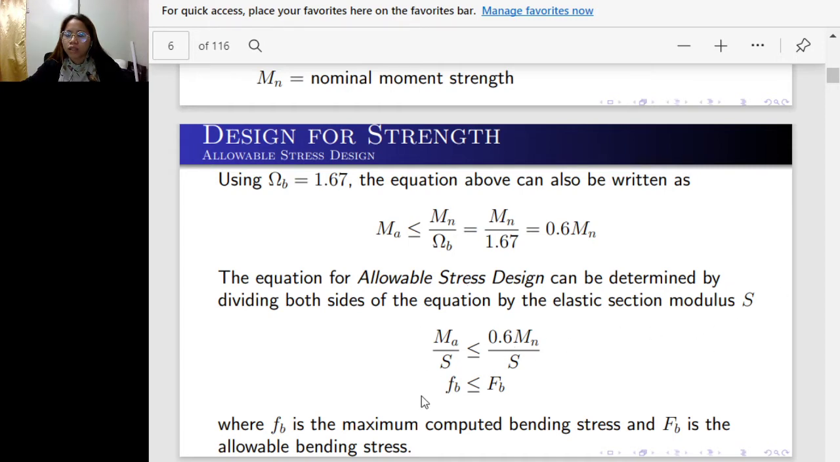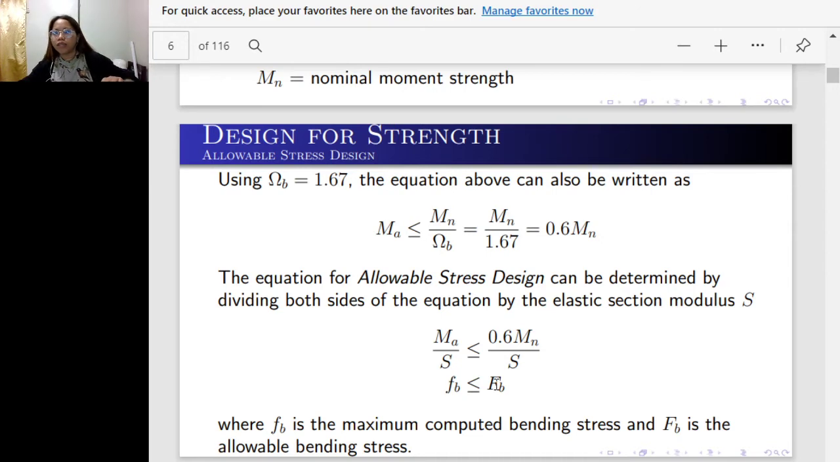So dividing both sides by S, the elastic section modulus, this equation M sub a divided by S is less than or equal to 0.6 times the nominal moment over S, which can also be written as the stress. The small f sub b should not exceed the greater.